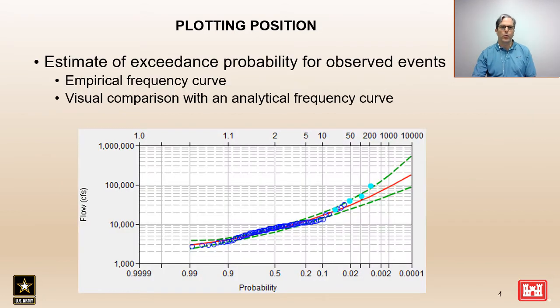Let's start with a quick refresher on plotting positions. Plotting positions provide us with an estimate of the exceedance probability, or the annual exceedance probability, for observed events. We can use them to develop an empirical frequency curve, or we can use them to provide a visual comparison with a computed analytical frequency curve, such as a flow frequency curve computed using the methods in Bulletin 17C.